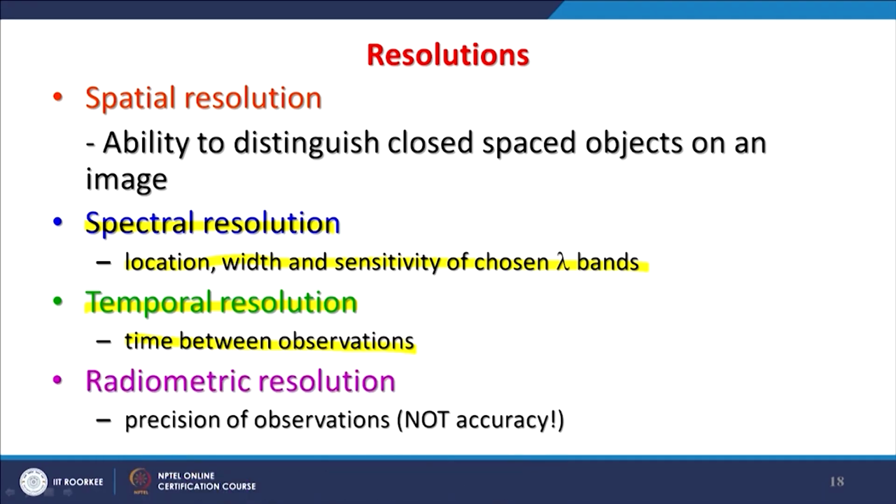The last of these resolutions in remote sensing is radiometric resolution, which is nothing but the precision of observations. Remember, this is not accuracy, because precision and accuracy are two different terms, which we have already discussed, so no more confusion. How precise your observations are depends on the instrument, that is, its sensitivity. If one sensor records at 8 bits and another records at 11 or 12 bits, then the radiometric resolution of 11 bit is higher compared to 8 bits.